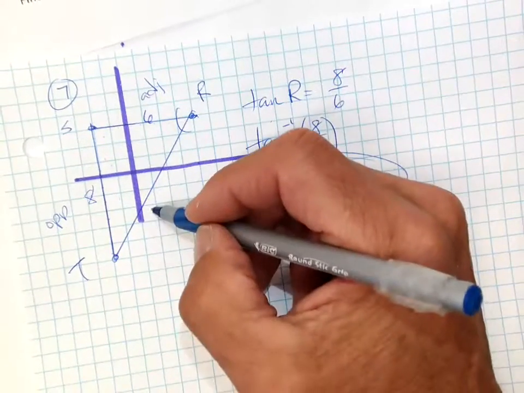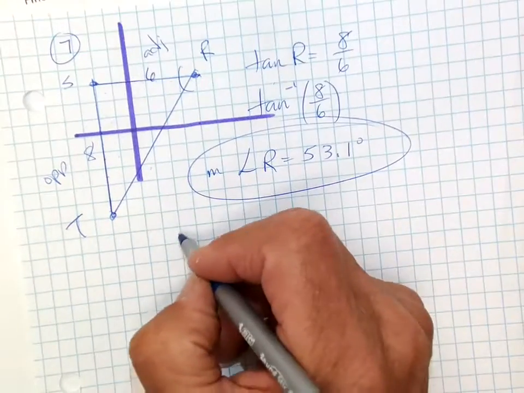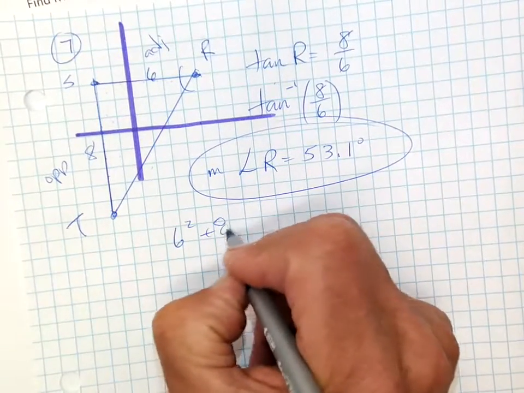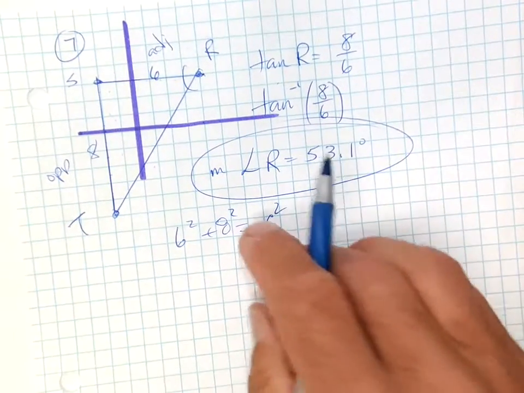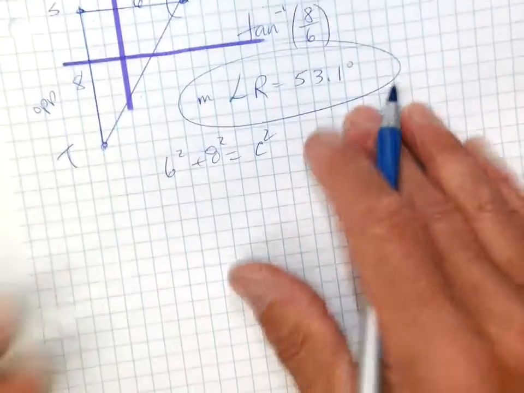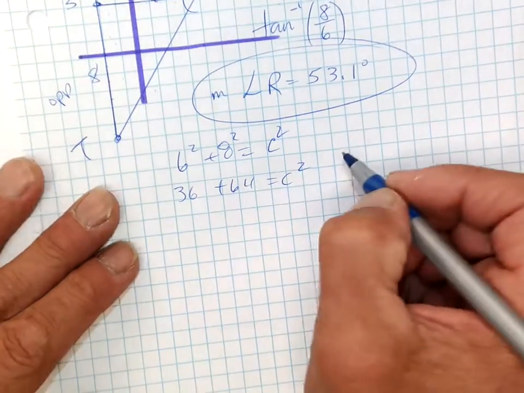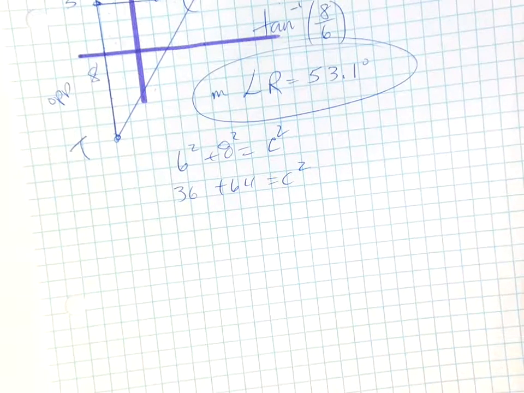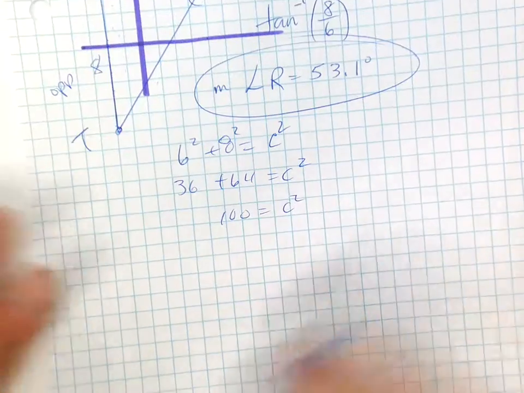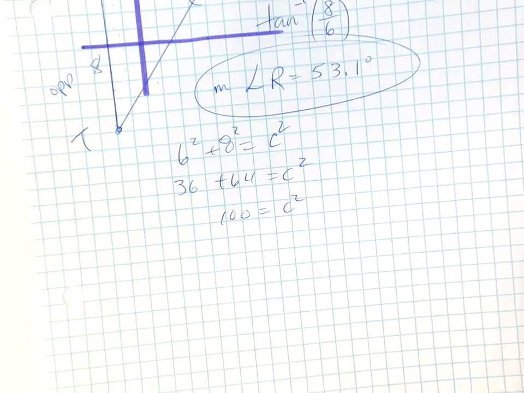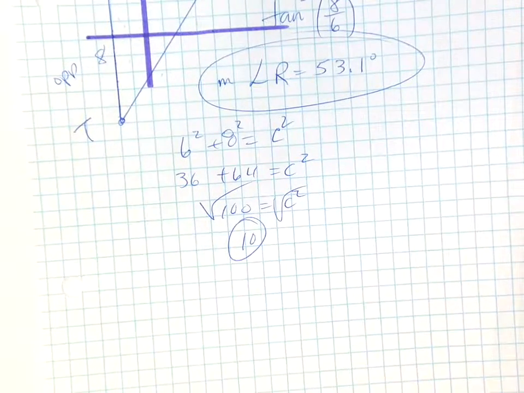I'm just going to use the Pythagorean Theorem. So 6 squared plus 8 squared equals, call it C squared, because you guys like A squared plus B squared equals C squared, right? 36 plus 64 equals C squared. I'm just using the Pythagorean Theorem, that's all. 100 equals C squared. Square root. And I get 10. You can do that tomorrow, can't you?